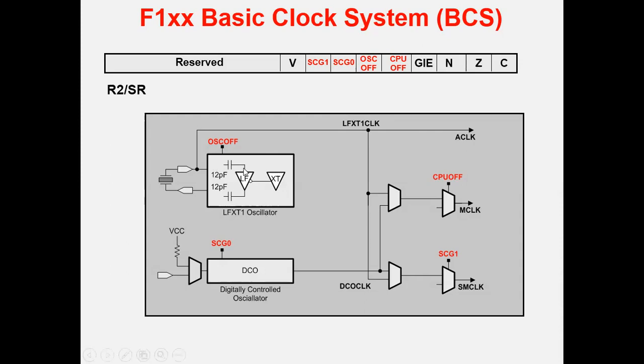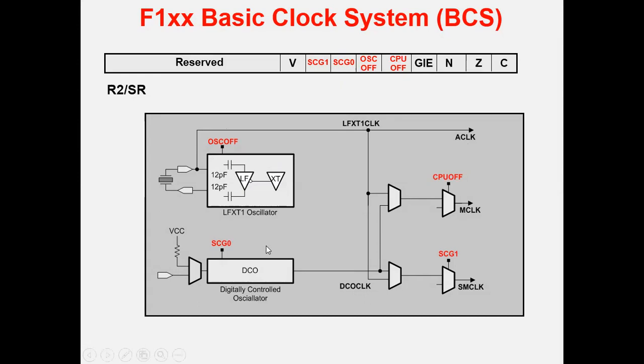So it is going to provide the frequencies. Of course, it also provides high frequency as well as low frequency. But in the default case, it is going to provide the low frequency. So it is given to the auxiliary clock, and this low frequency oscillator is going to be controlled by the flag oscillator off, which is available in the SR register.